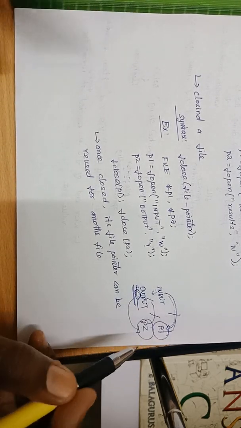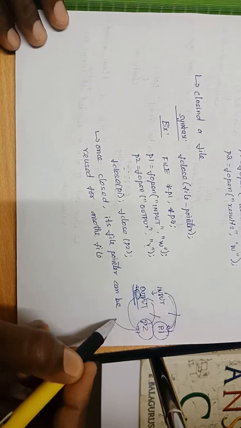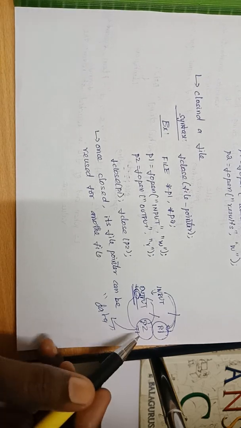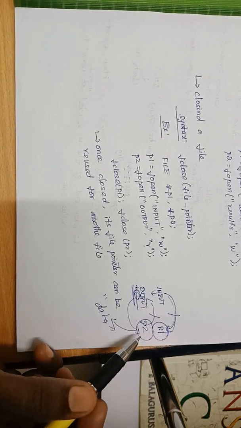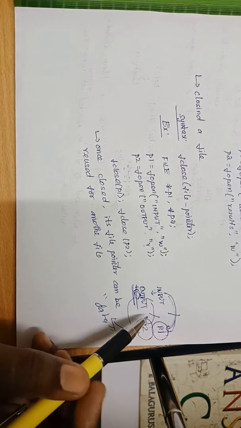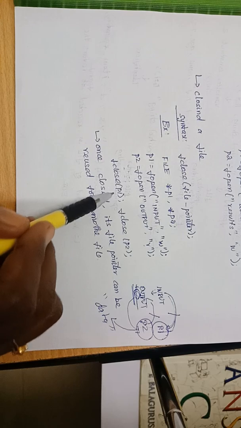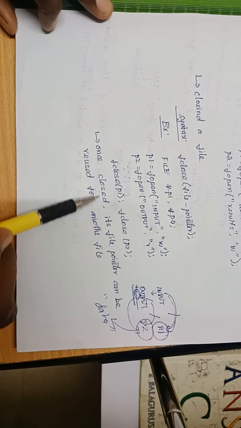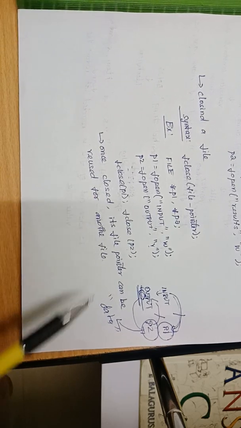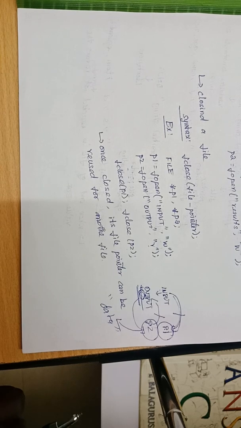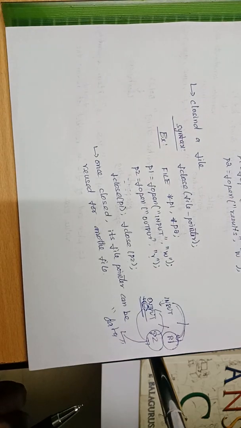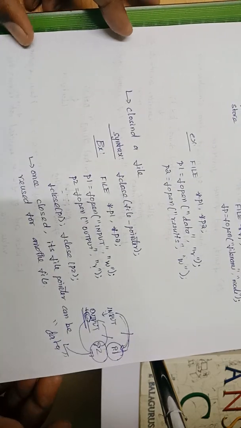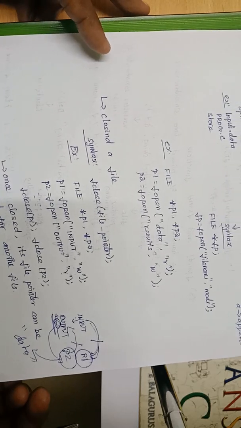Now these two pointers are kept empty. If you want to link with any other file, data, result, whatever it is, you can reuse p1 and p2 for any other file. So after closing a file, the file pointers can be reused to open some other files. So that's all about defining, opening and closing. We will see reading and writing in the next video.